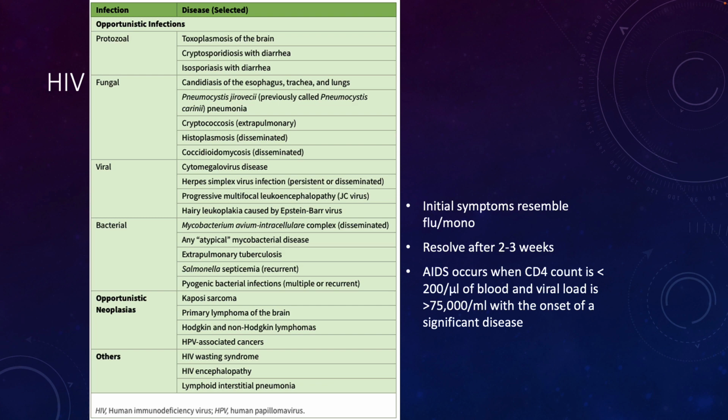A clinical case is considered to be AIDS when the CD4 positive T cell count is below 200, the viral load is above 75,000, and there's the onset of a significant disease. That's when you would classify a patient as being an AIDS patient versus an HIV patient.